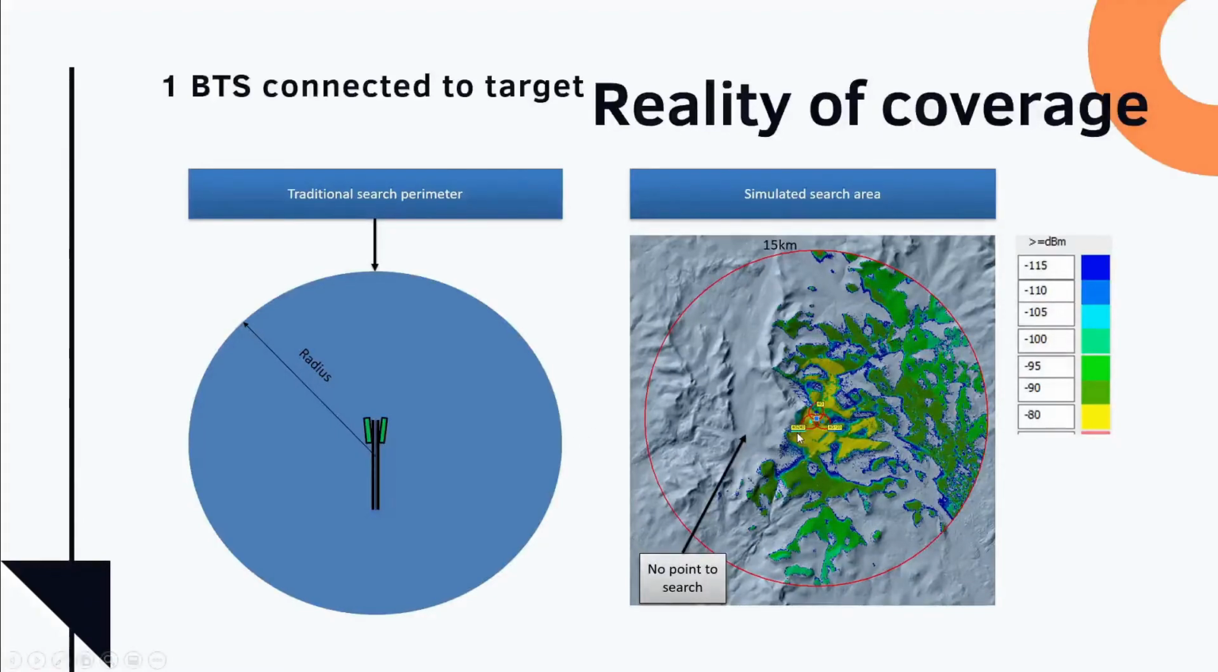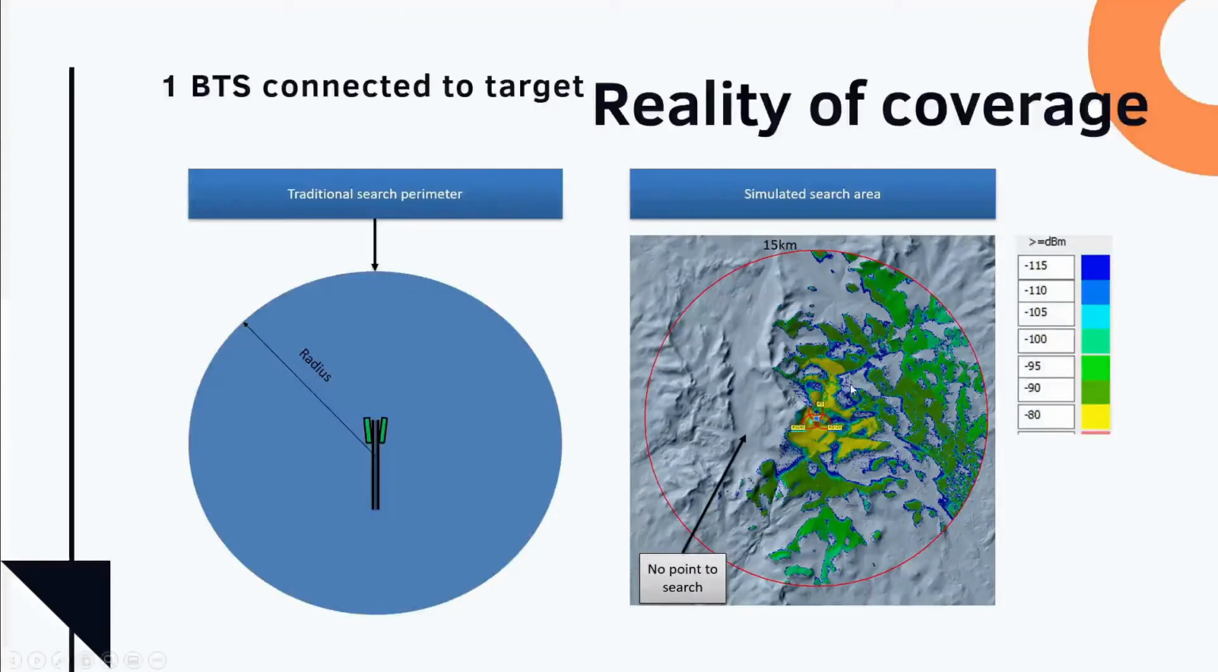So if someone told me that a person I'm looking for was connected to this tower, there's no point you search in the area, for example, here. You see, there's no point to search here. So we're going to use the realistic environment, digital terrain, the clutter, the actual environment, in order to further optimize your predictions. The coverage you're looking at here is the signal reception level, negative 115 dBm up to negative 80 dBm.